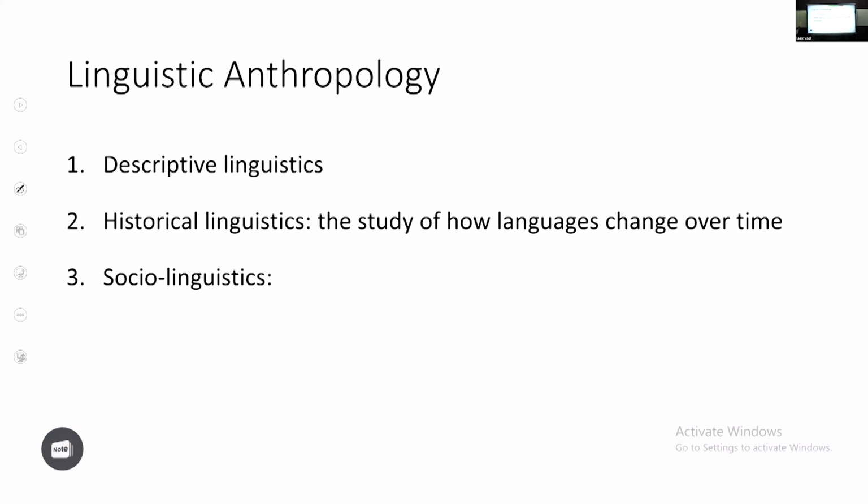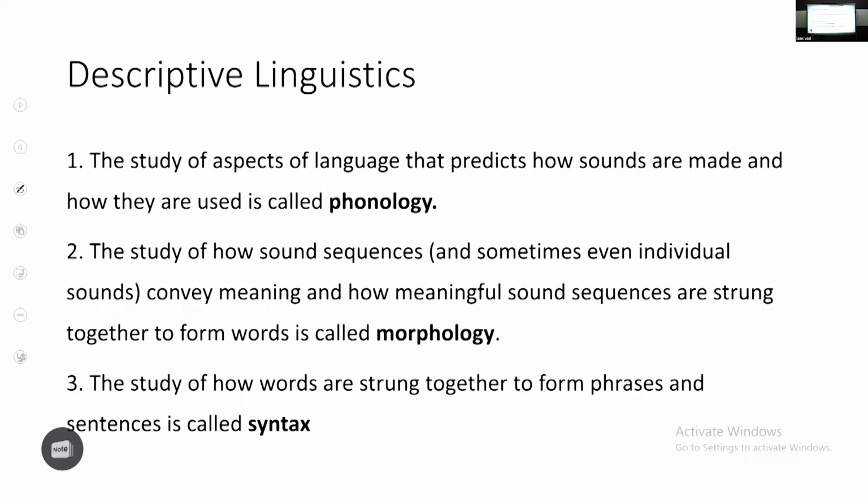And then we have historical linguistics, that is the study of how languages change over time. And finally, we also have something called sociolinguistics, that is the study of language from a social and cultural point of view. Descriptive, historical, and sociolinguistics. And now discuss each of them in detail. What is descriptive linguistics? Descriptive linguistics studies three things: phonology, morphology, and syntax. What is phonology? How language sounds are made. How should you pronounce something? That is called phonology.